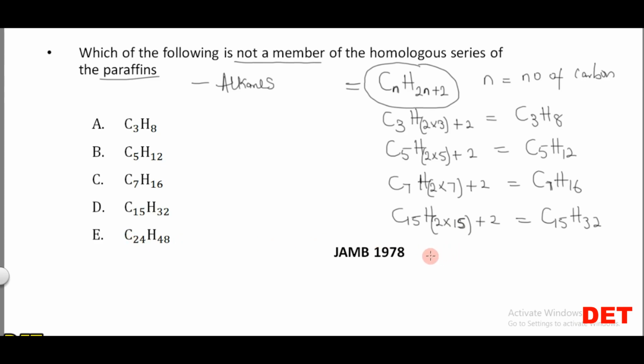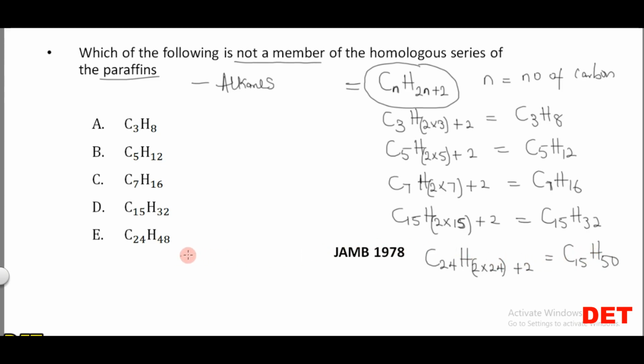So the last option is C24H48. My n in this option is 24. So that will be C24H2n plus 2, 2 times 24, because the number of carbon is 24, plus 2. So 2 times 24 will give me 48. 48 plus 2 will give me 50. So that will be C24H50.